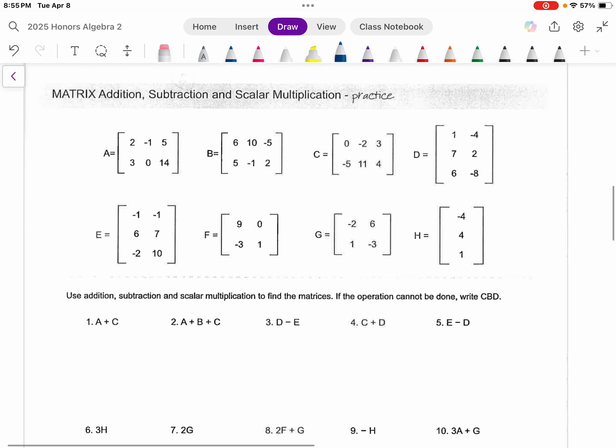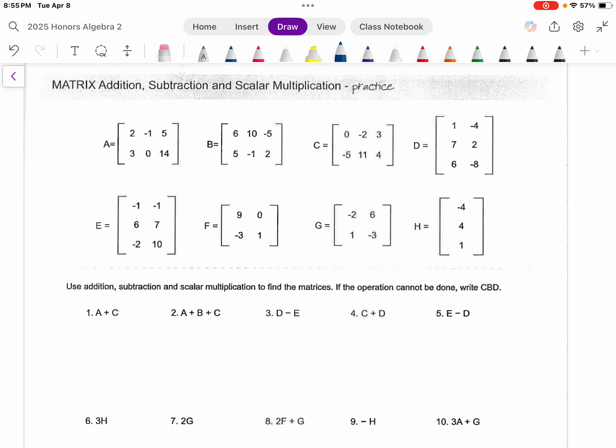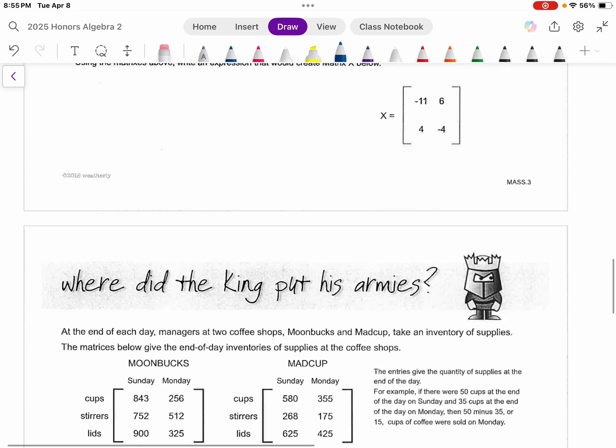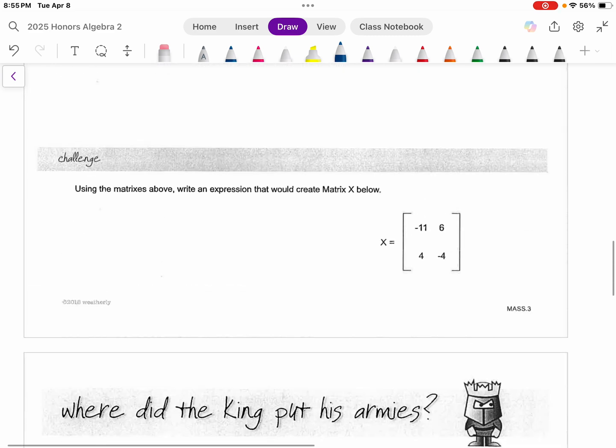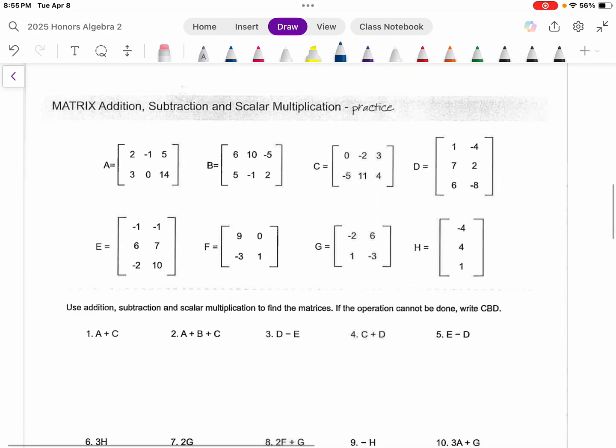So now we get to practice. This is where I would recommend just pausing the video and practicing it. We have some extra practice on that one right there. But again, it's going to take a little bit of time. First thing we got to make sure is, I'm going to label each of these matrices: 2 by 3, 2 by 3, 2 by 3, 3 by 2, 3 by 2, 2 by 2, 2 by 2, and this is a 3 by 1, 3 rows, 1 column.